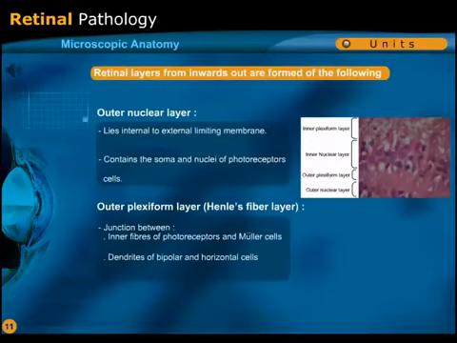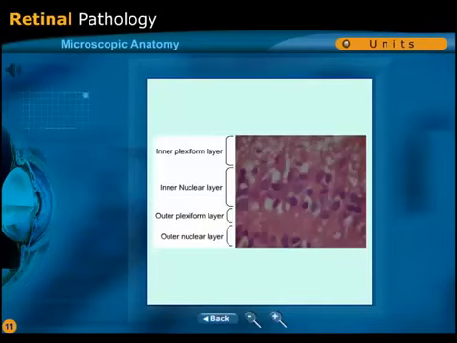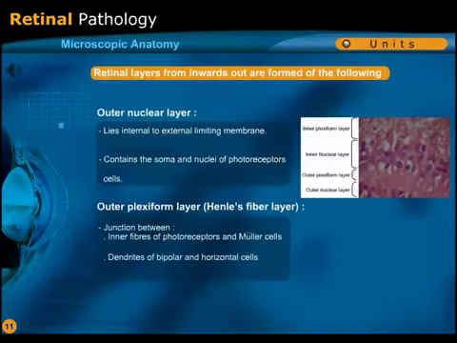Outer nuclear layer lies internal to the external limiting membrane. Contains the soma and nuclei of photoreceptor cells. Outer plexiform layer, the Henle fiber layer: junction between inner fibers of photoreceptors and Muller cells, dendrites of bipolar and horizontal cells.